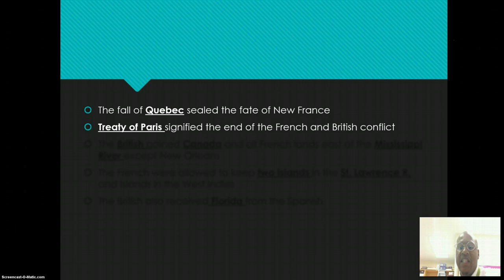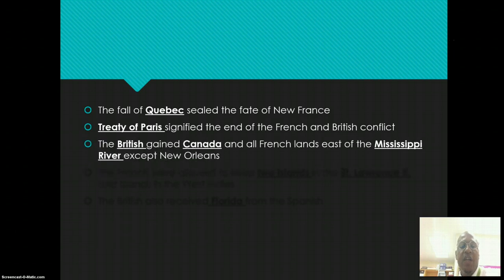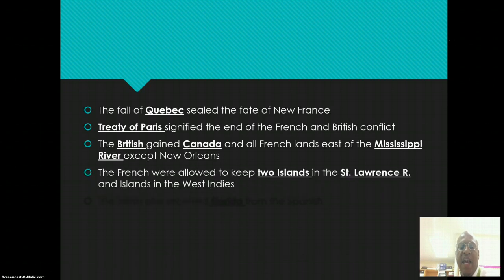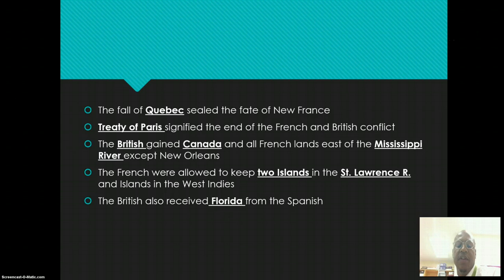The Treaty of Paris is signed, and in this treaty, the British gain Canada and many of the French lands east of the Mississippi River, and you'll be able to see that when I put up a map in a few slides. In addition, the French are able to keep a couple of islands and also New Orleans as part of the Treaty of Paris. Also, the British gained Florida from the Spanish. Again, you learned and talked about that in the 4th grade.